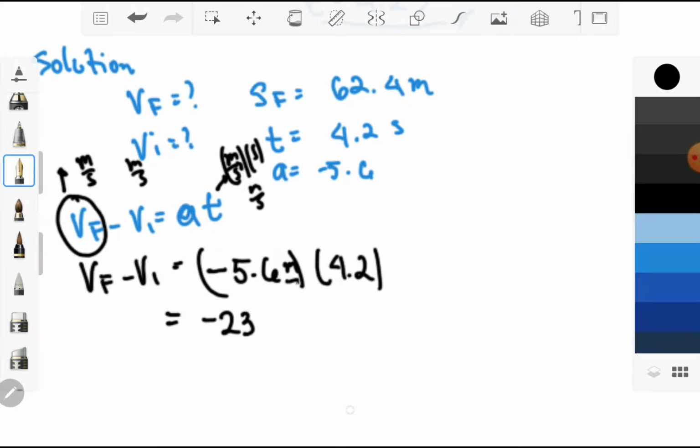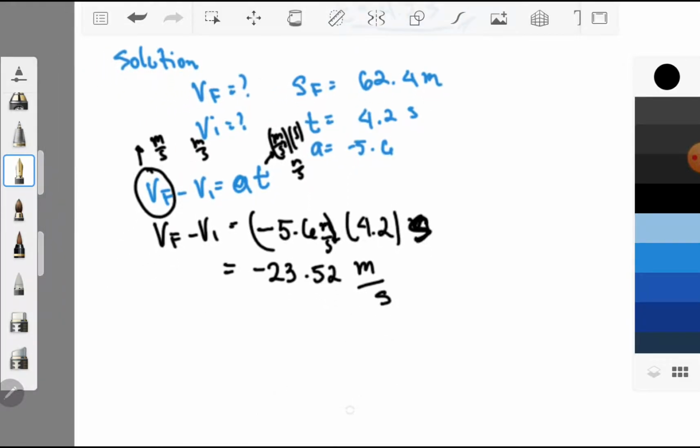So meters per second squared multiplied by meters. So 23.52 meters per second squared times 4.2 seconds. So negative 23.52 meters per second.